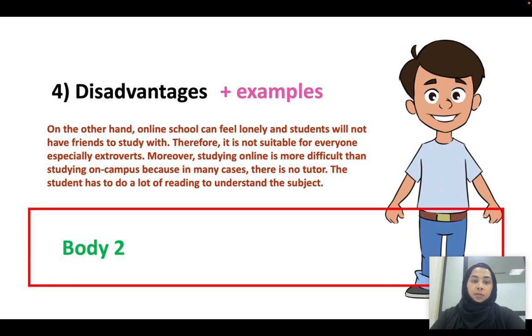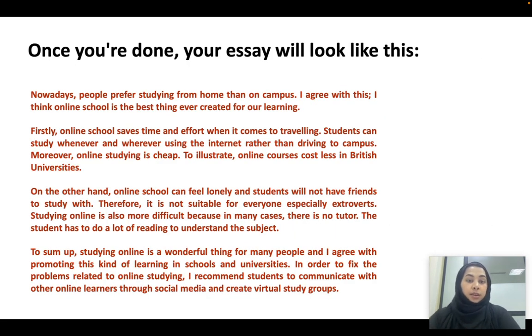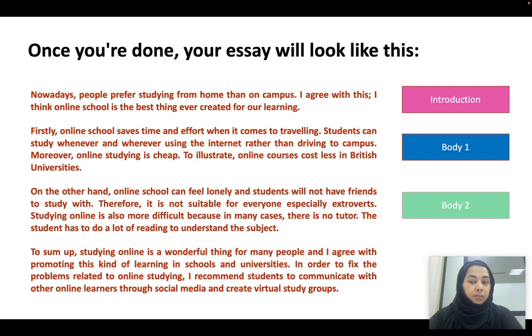Basically, in this part, we spoke about the disadvantages in body 2. Now we need to address them in the recommendations. So what is the solution to these problems? Let's see. In order to fix the problems related to online studying, I recommend students to communicate with other online learners through social media and create virtual study groups. So that is the recommendation I made in my essay. Once you're done with your essay, it's going to look like this. Very organized, very neat. There's an introduction, body 1, body 2, and a conclusion.